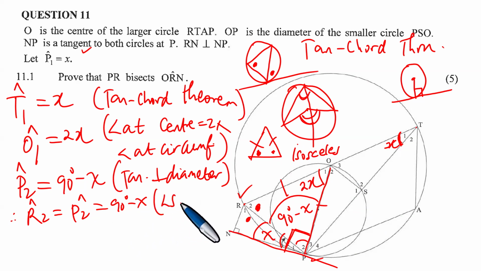And these are angles opposite equal sides. Because if you have an isosceles triangle, this angle equals this. So angle R2 is equal to the angle P2, which is 90 degrees minus X. Angles opposite equal sides, or you can say base angles of an isosceles triangle.